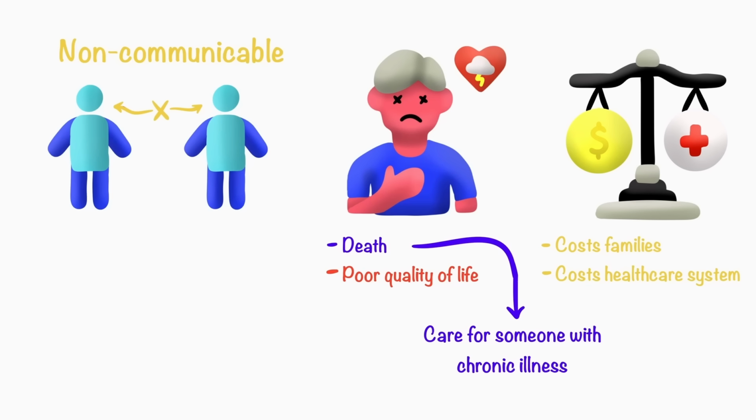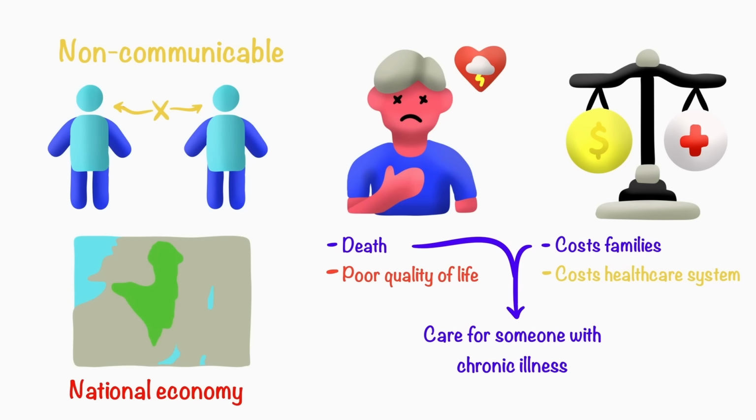Families might need to adapt their homes or reduce working hours to care for someone with a chronic illness. If someone can't work because of illness, their family might struggle financially. When lots of people in a country are ill, it affects the whole economy. Fewer people working means less money being made.